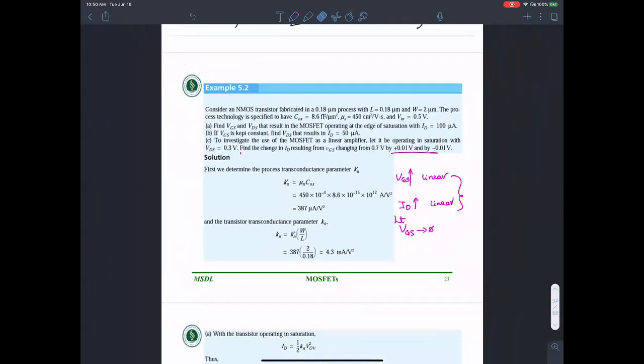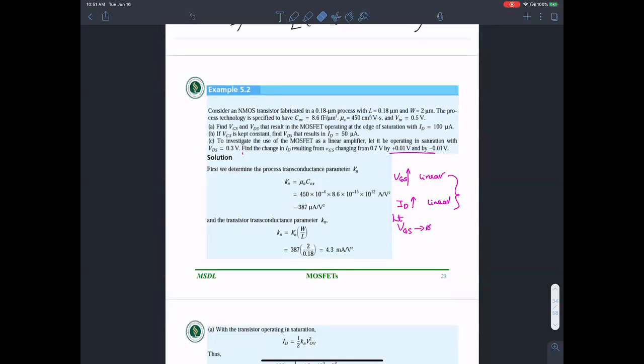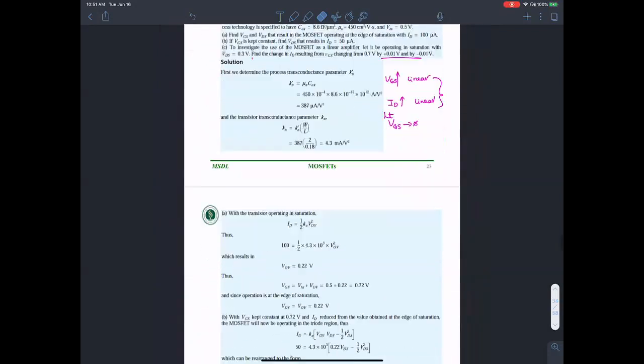So that's example 5.2. All we are doing is, in a very conscious, mindful, smart manner, understanding if the MOSFET is in saturation or in the linear region. Once we know that, the rest is all simple. If we are in saturation, we use the current equation for saturation. If we are in linear, we use the current equation for linear. And then it's all regular jugglery of numbers, massaging the equations and plugging in the numbers.